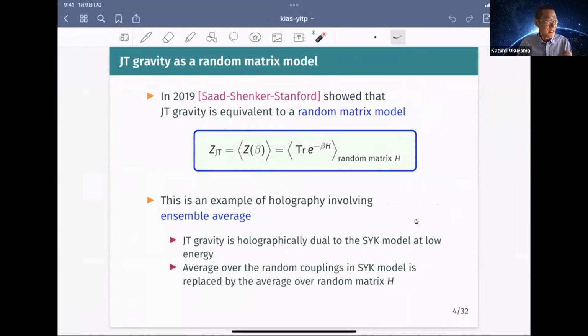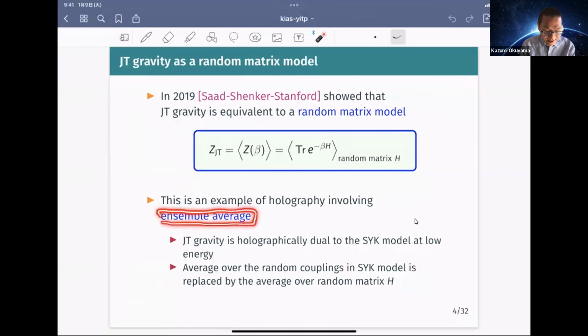In this direction, in 2019, Saad, Shenker and Stanford showed that JT gravity is actually equivalent to a random matrix model. The partition function of JT gravity is equal to the average over the random matrix, where the Hamiltonian plays the role of the random matrix. This is a very interesting example of holography involving ensemble averaging.